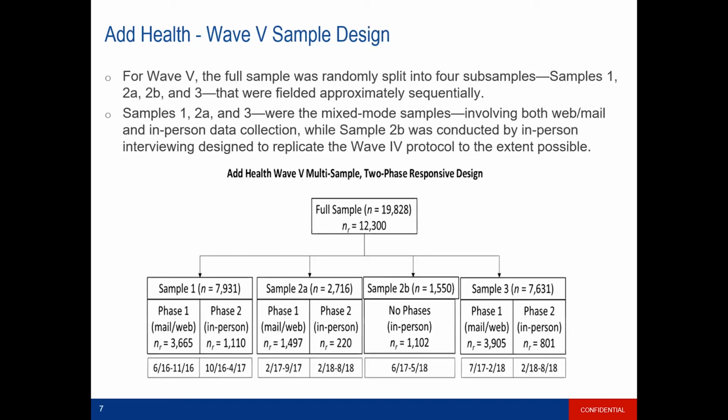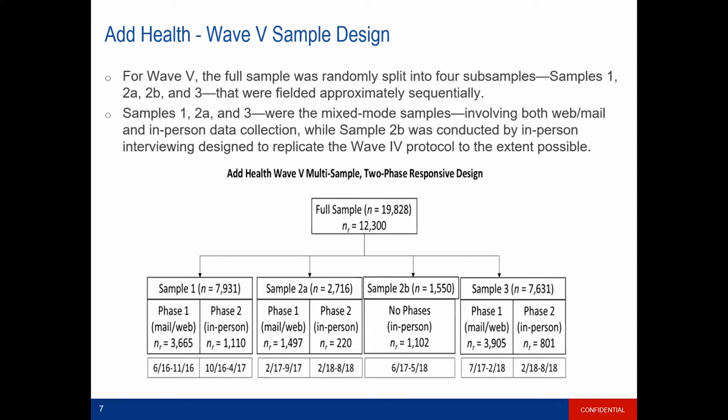Well, what did that look like? Here's the sample design for wave 5 with the actual completed numbers in it at the end. For wave 5, the full sample was randomly split into 4 subsamples: 1, 2A, 2B, and 3. As mentioned previously, they were fielded approximately sequentially. Samples 1, 2A, and 3 were the mixed mode samples by web and mail, and they also had a non-response follow-up that was in person as well.